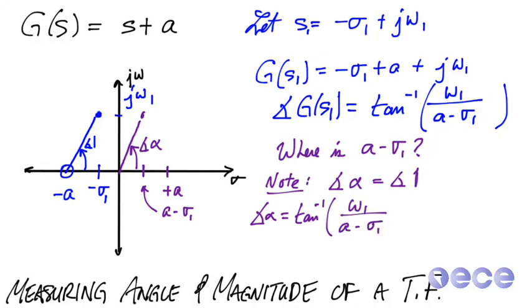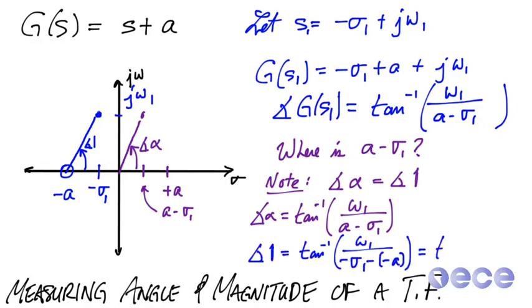So we can calculate the angle alpha as the inverse tangent of omega 1, because that's the height of that triangle, divided by a minus sigma 1. So that's the distance from the origin to the real part of that point, a minus sigma 1. So we can also look at the angle 1. It's the inverse, again, tan inverse of omega 1, which is the height of that triangle, over minus sigma 1, so that's the base of the triangle, right here at the corner. That's this point right here.